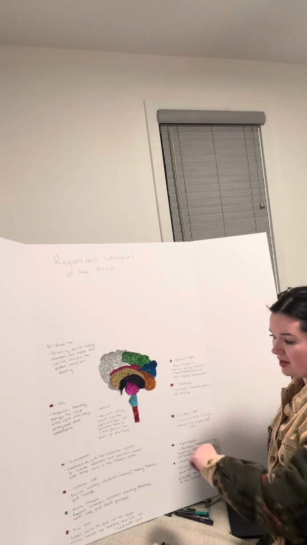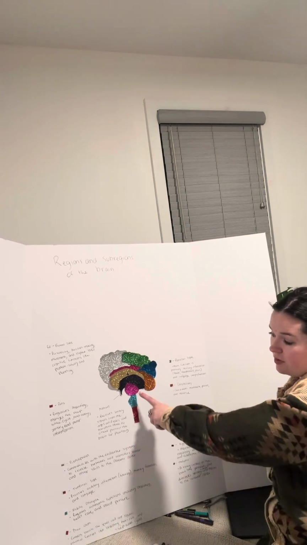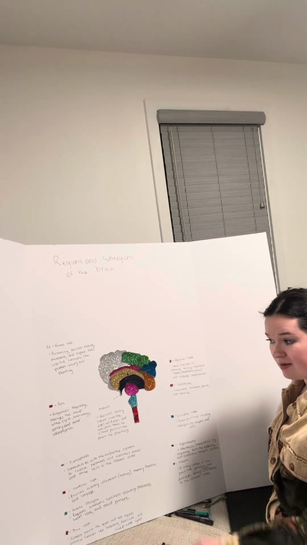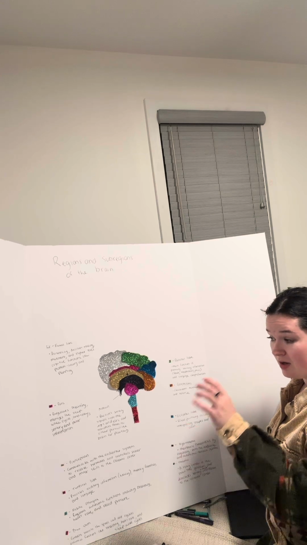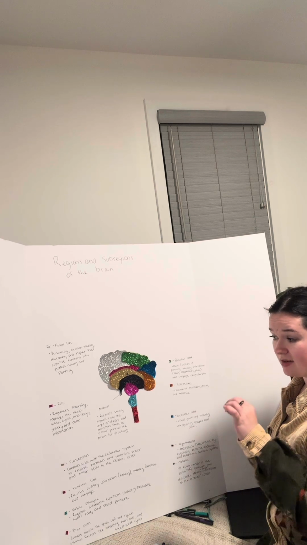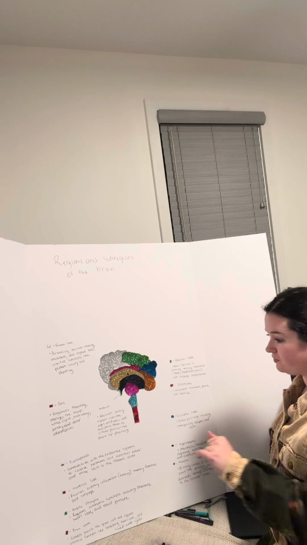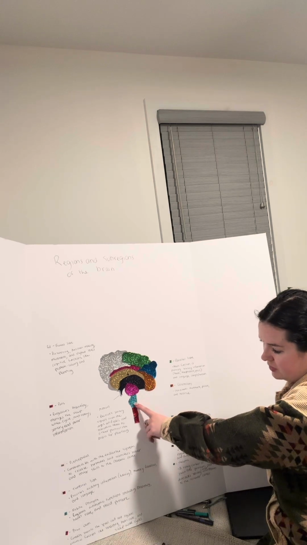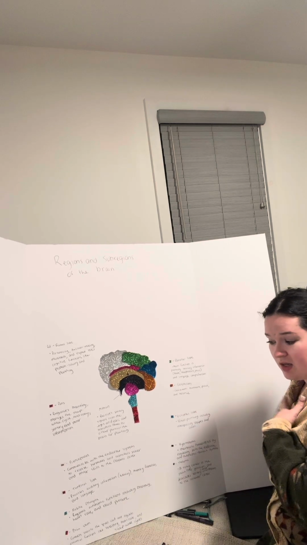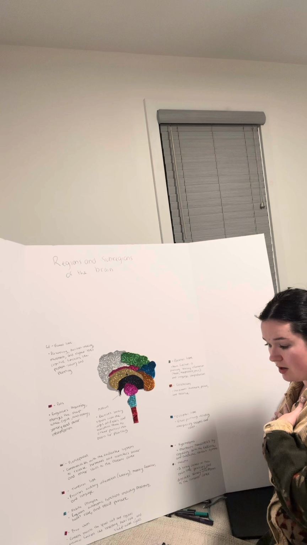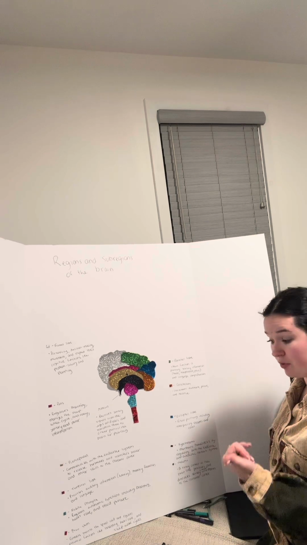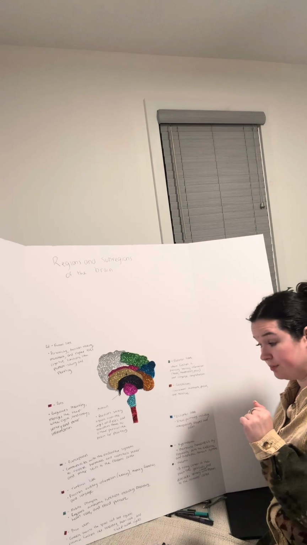Here we have the pons. So this part of the brain regulates breathing, manages sleep-wake cycle, and relays sensory and motor information. As we go down, we have the medulla oblongata. This part of the brain regulates autonomic functions, including breathing, heart rate, and blood pressure.